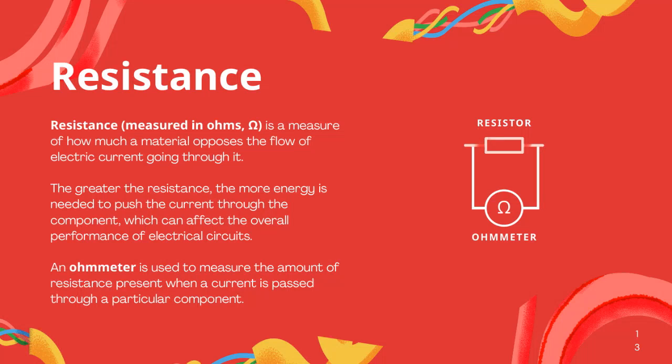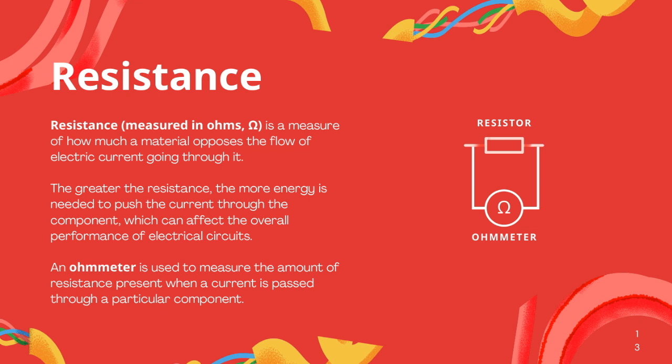Now, let's talk about resistance, which is measured in ohms, symbolized by omega. Resistance essentially tells us how much a material opposes the flow of electric current passing through it. Think of it like a pipe. The higher the resistance, the more effort or energy is needed to push the current through the component. This resistance can impact how well an electrical circuit performs overall. For example, if resistance is too high, it can reduce current flow and affect the circuit's efficiency.